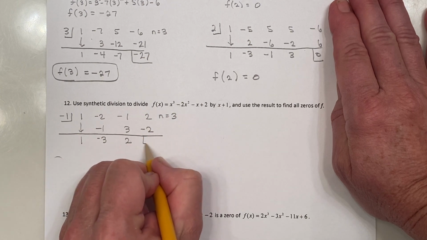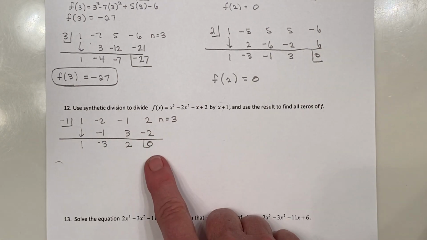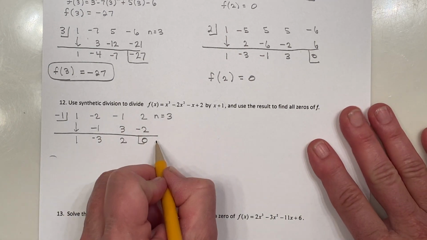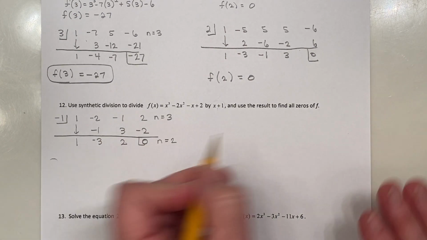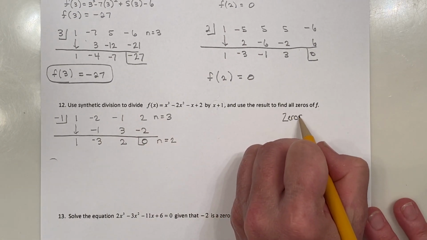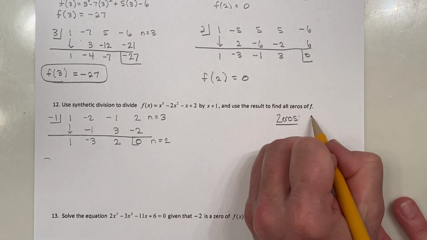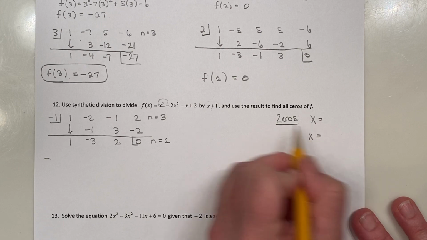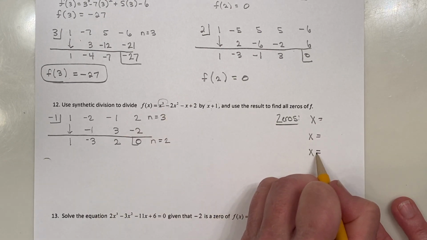Yep, I got 0. If you think you should be getting 0 and you're not, just go back and use your calculator. It's probably just a little sign mistake. All right, so this is done. So I'm going to come over here and start my list of zeros. X equals, I'm going to have at most 3 zeros. The degree tells you at most how many zeros you might have.